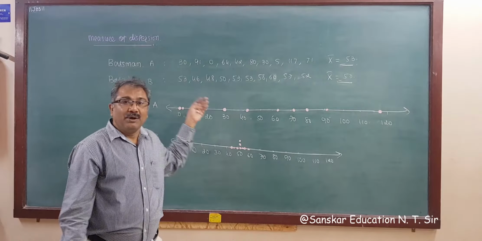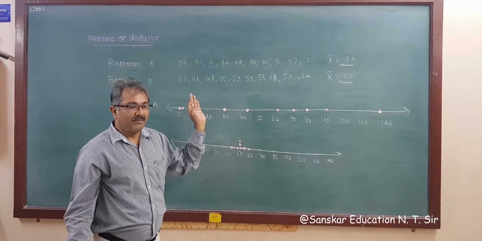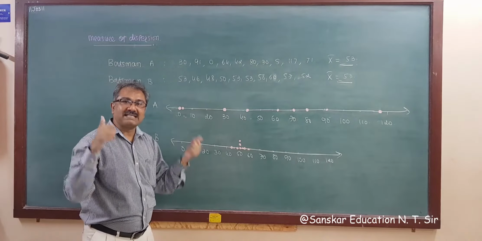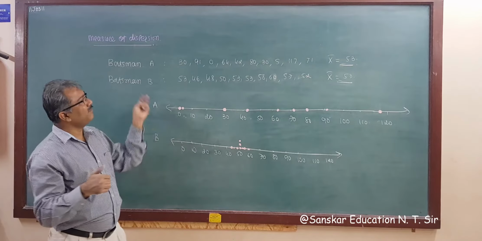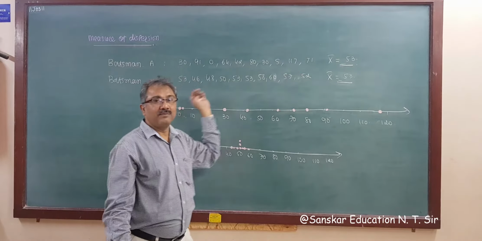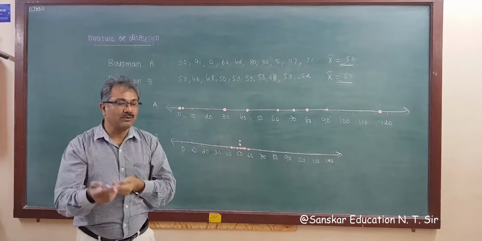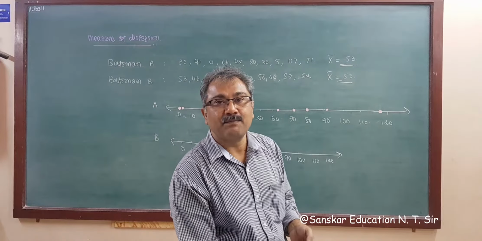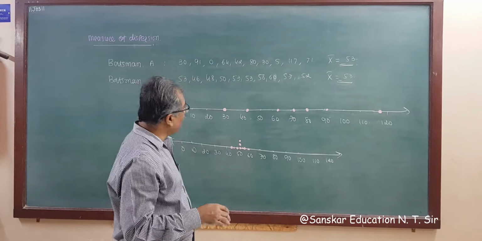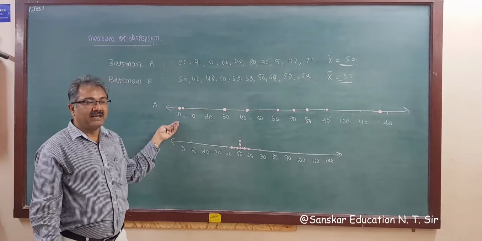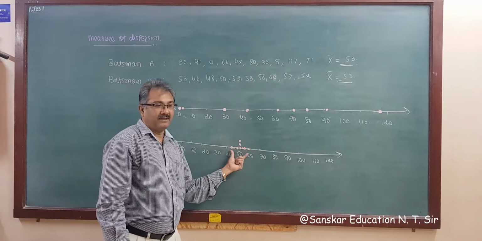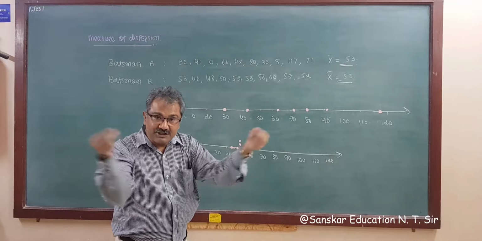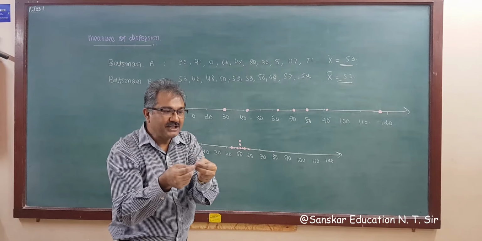So we can say from here that the variability of the scores of batsman A is from 0 to 117, and the variability of batsman B is 46 to 60, right? Now after representing these points on the number line, you can see that the dots corresponding to batsman B are close to each other, right?